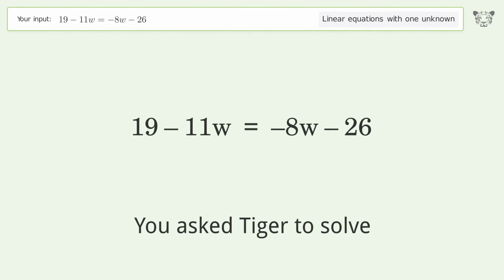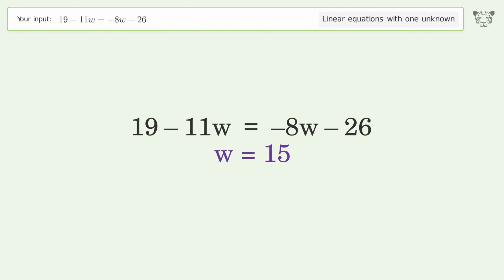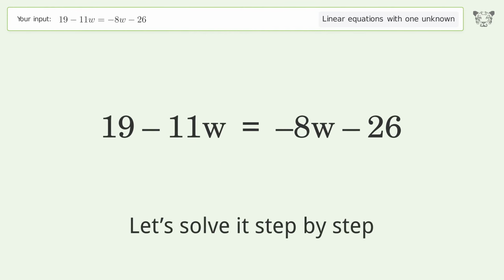You ask Tiger to solve. This deals with linear equations with one unknown. The final result is w equals 15. Let's solve it step by step.